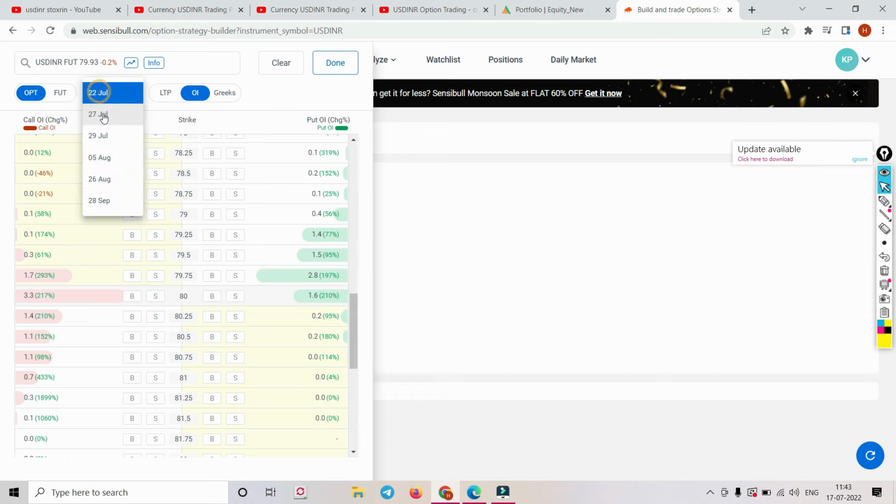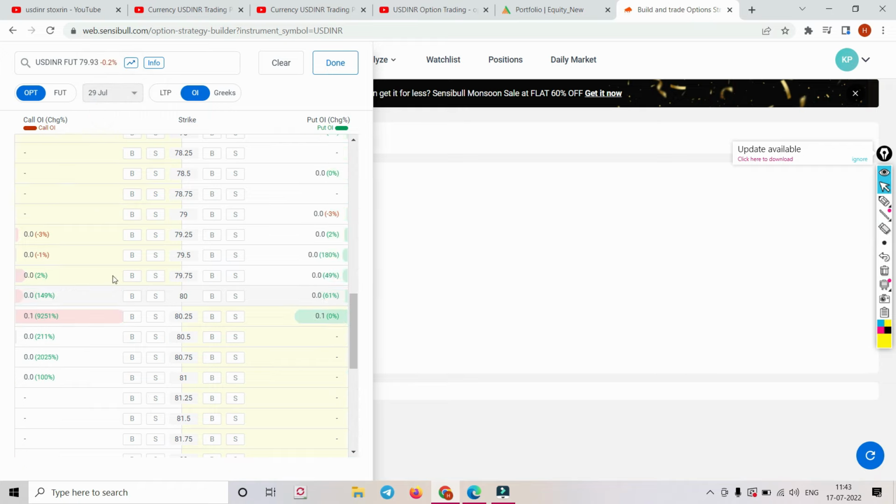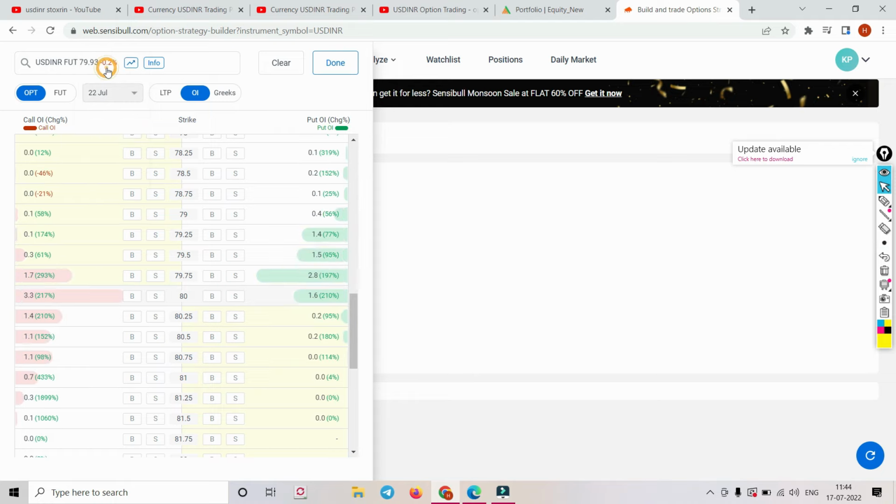If you go for the 27th July, the open interest will increase basically, so you'll have more options. If you go to 29th July, see, 29th July doesn't have any open interest, but I'm not sure what this 27th July is and what this 29th July is. So basically, I'll either go for 22nd July, or else 22nd July is too much because I have like 3 to 4 days. So then I'll opt for 27th July because I see more open interest.